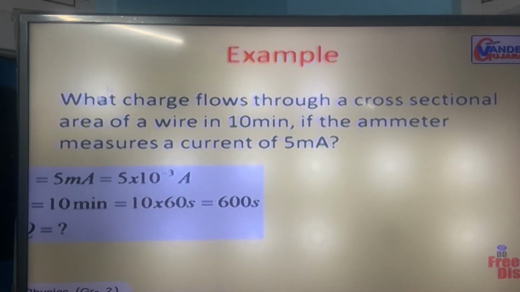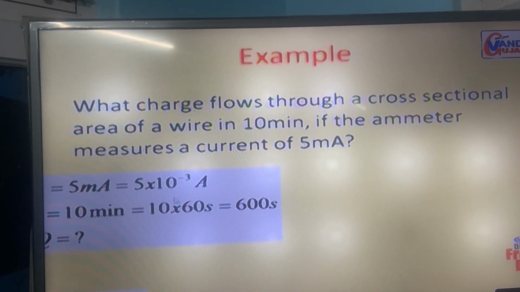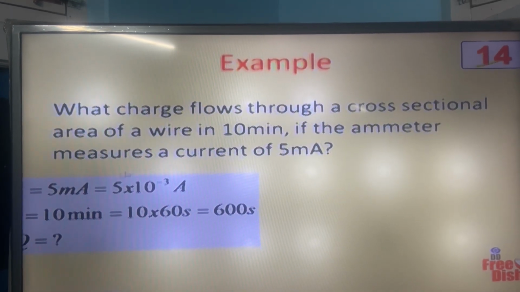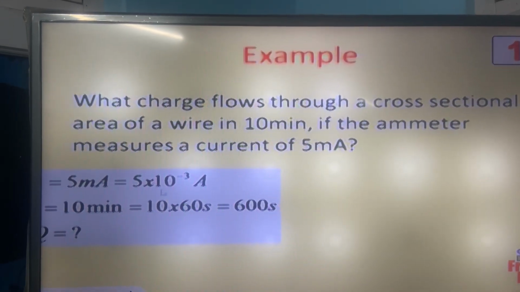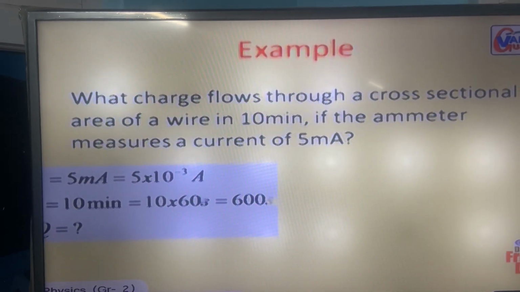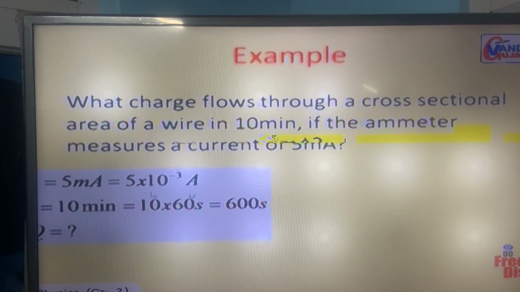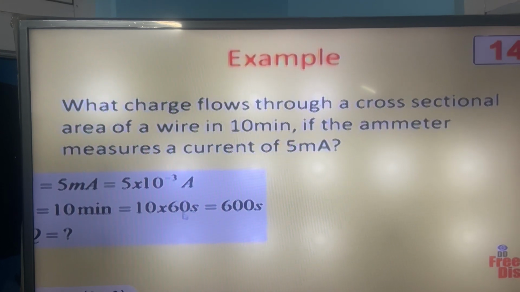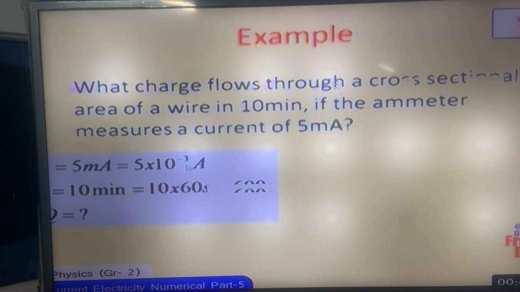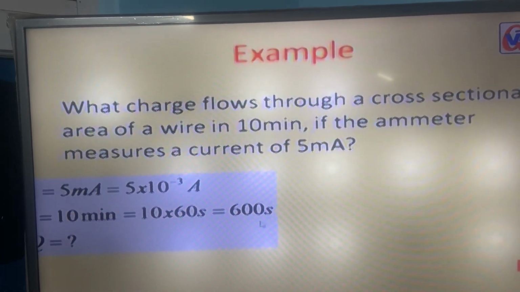That is, I is given to you as 5 milliampere, that is 5 into 10 raised to minus 3 ampere. This is very essential: convert all the units given to you into the SI system of units. If it is in milliampere, you should change it into ampere. If it is in minutes, you should change it into seconds. So here I have I as 5 into 10 raised to minus 3 ampere and time as 600 seconds.